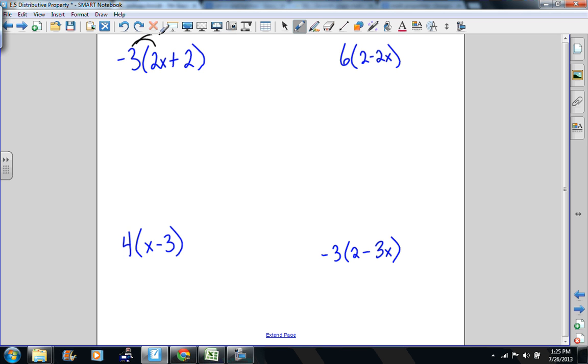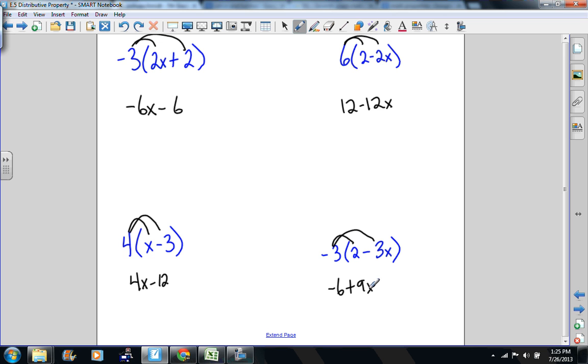Alrighty, for this one, I get negative 6x minus 6. This right here, I get 12 minus 12x. For this one, I get 4x minus 12. And for the last one, I get negative 6 plus 9x.